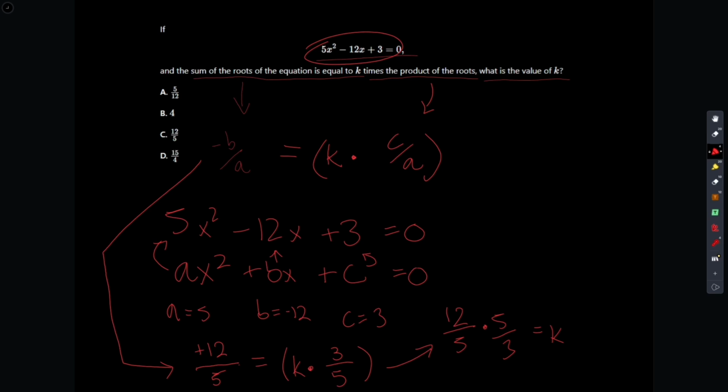And then when we evaluate this, whenever we multiply fractions, remember we just go straight across. So it's 12 times 5 and then 5 times 3 to get our fraction. And this becomes 60 over 15 is equal to k. And then if we simplify this 60 over 15, again, you can use Desmos for this if you're not too good at simplifying fractions, but it actually simplifies to 4. So 4 is equal to k, meaning that b is our answer. And that's it for this question.